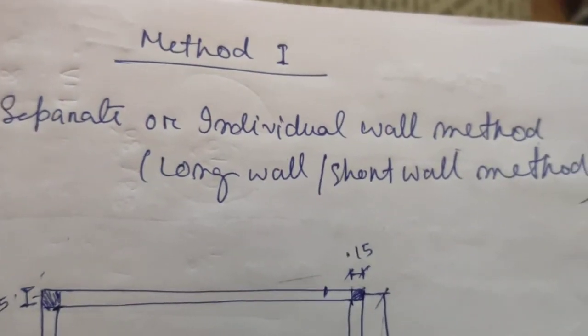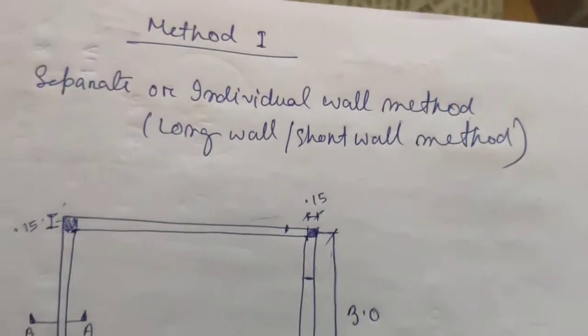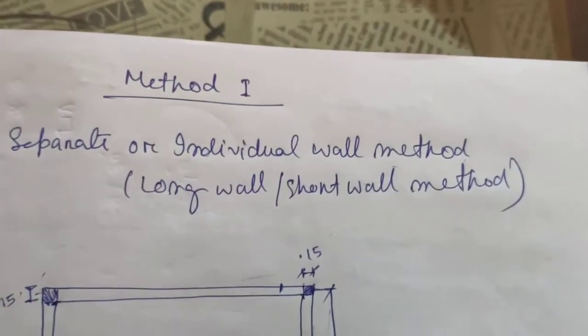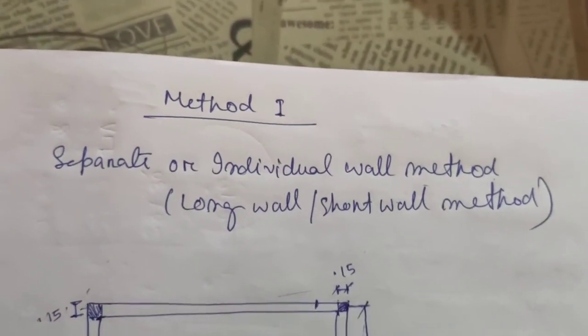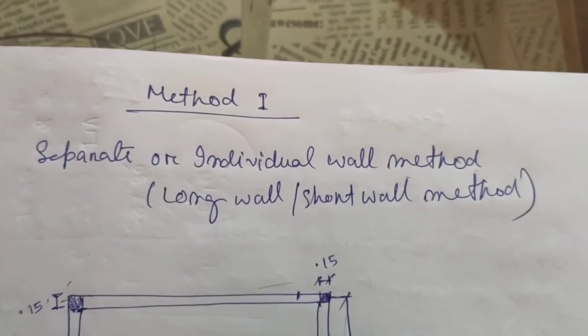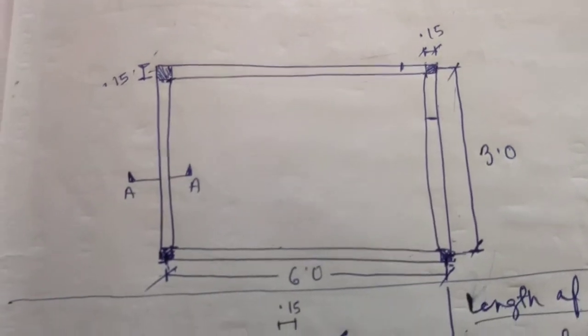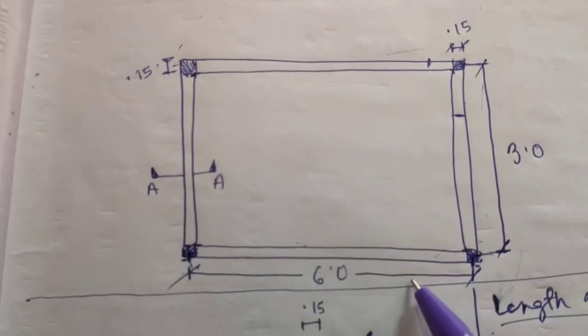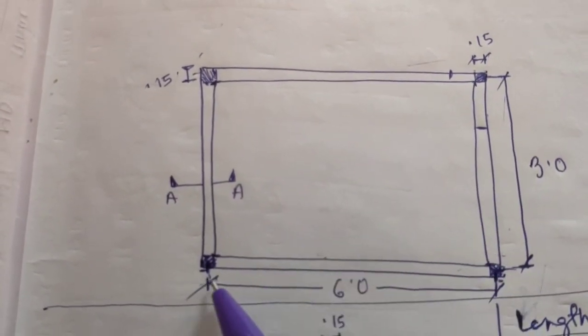The very first method of building estimate is called the separate or individual wall method. It is also called the long wall or short wall method. Okay, so let us take a look at this drawing. This is the plan of a room or building, whatever you want to call it.